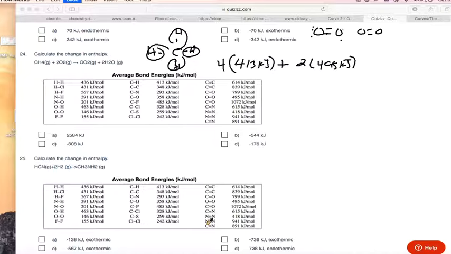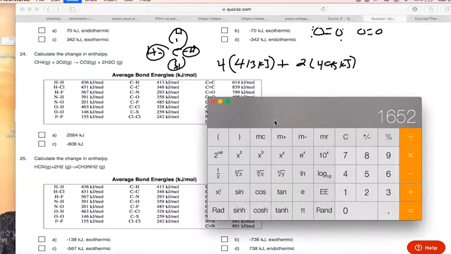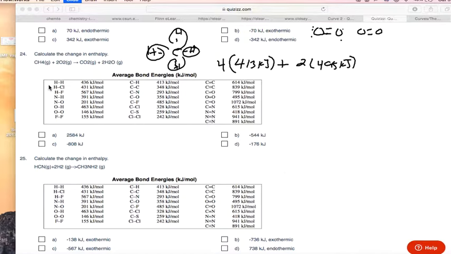All right, so on the reactant side, I'm going to pull up the calculator for a second. All right, so on the reactant side, we have 4 times 413. And then we have 2 of the 495s. Okay, so for the reactant side of this equation, we had 2642 kilojoules. That's how much energy it requires to break these bonds.